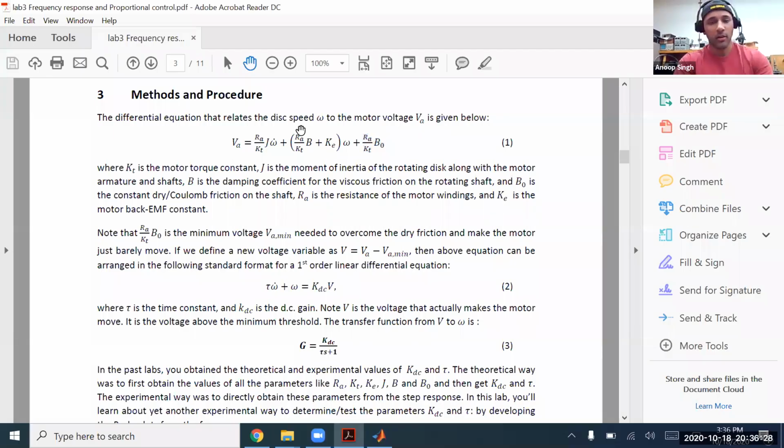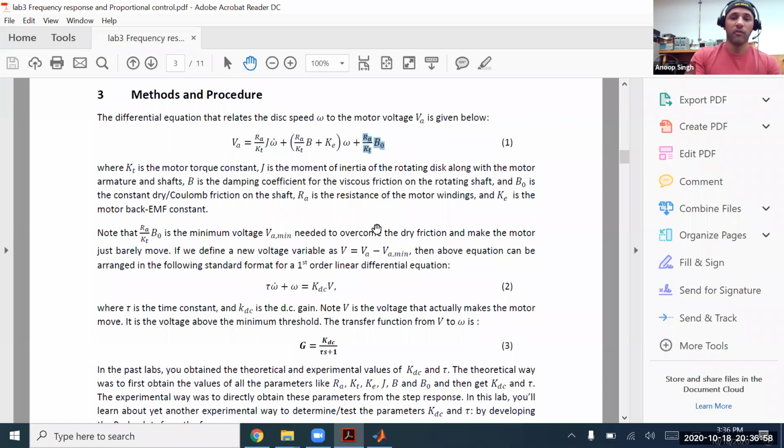So this right here is the equation involving the voltage and the speed of the motor. So you're given the voltage VA, and then the motor moves with the speed omega governed by this differential equation. There is a constant term over here, which makes this equation technically not linear, but we can easily get rid of it by defining the difference of the two as the actual voltage needed to move the motor, because this constant term is the voltage required to just barely move the motor.